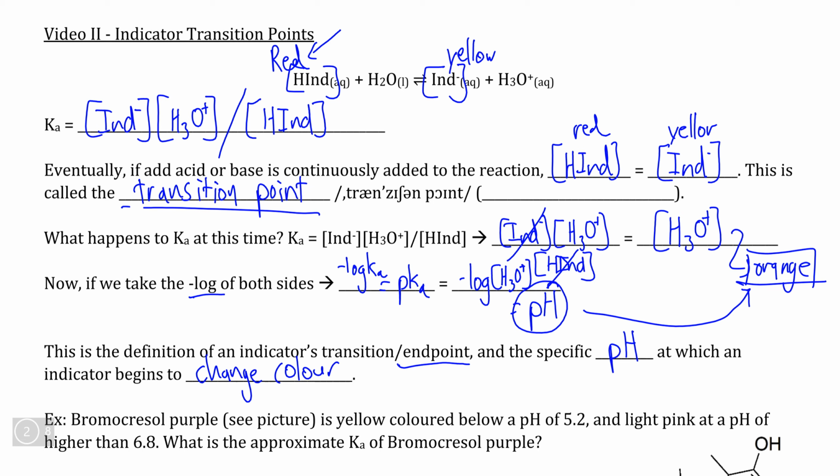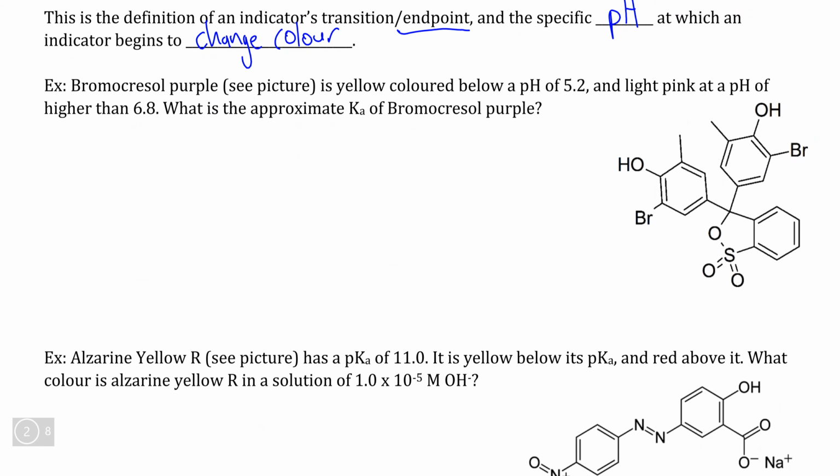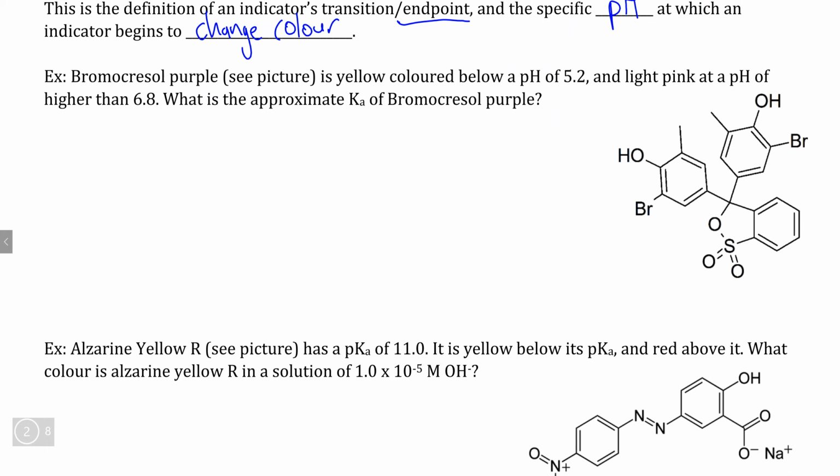And this allows us to do some relatively simple calculations involving transition points and pH indicators. For example, this indicator has one of the most radical color changes that exists, bromocresol purple, which is yellow if the pH is below 5.2 and light pink at a pH of greater than 6.8. So we can use this in order to determine the Ka of bromocresol purple by considering its transition point.